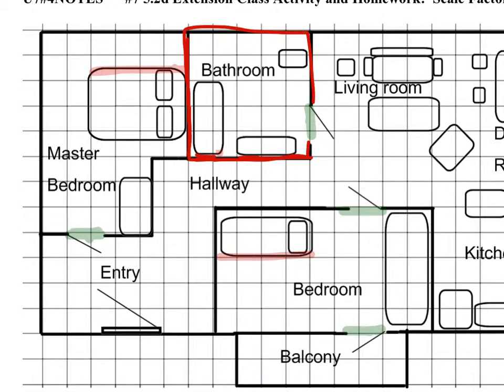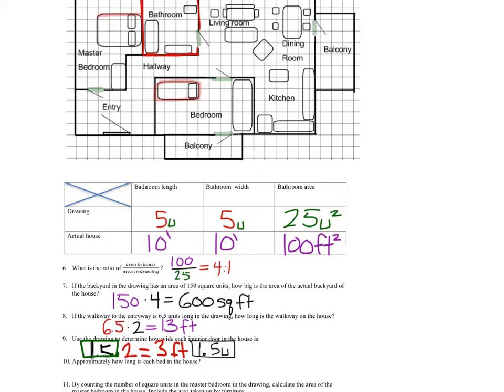This one appears to be the bed right here, which also is 4 boxes. And that's it. That's the only 2 bedrooms that we got. It's a 4-unit long bed for each. All right, so how long is each bed? Well, they're 4 units. So we're going to multiply that by 2 foot for each unit. And that would give us an 8-foot long bed.